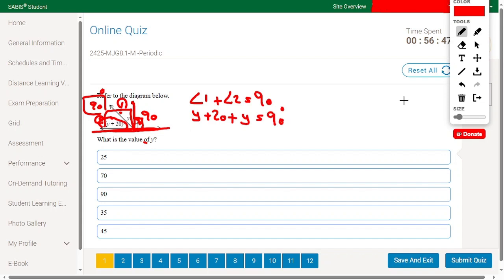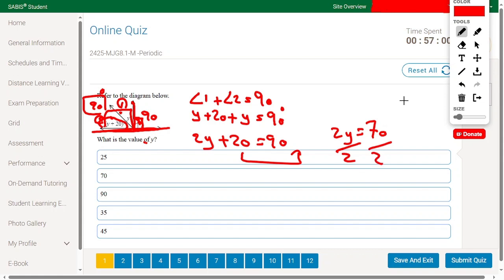Okay, now here 2y plus 20 equals 90. 20 goes to the other side, so 2y will be equal to 70. Divide by 2, divide by 2, so y will be equal to 35. So the answer here is 35.